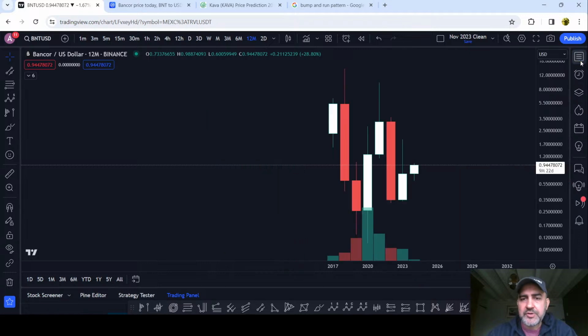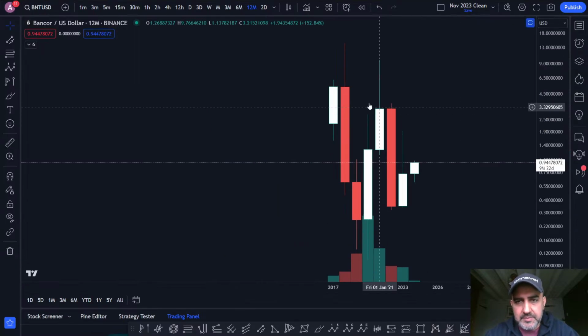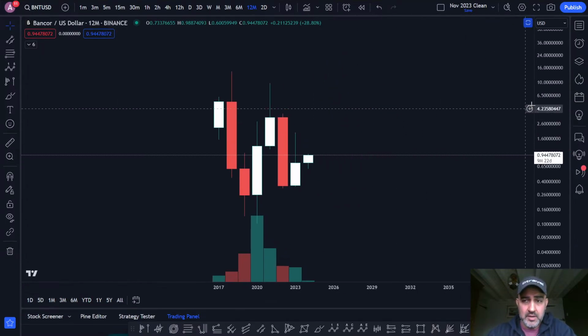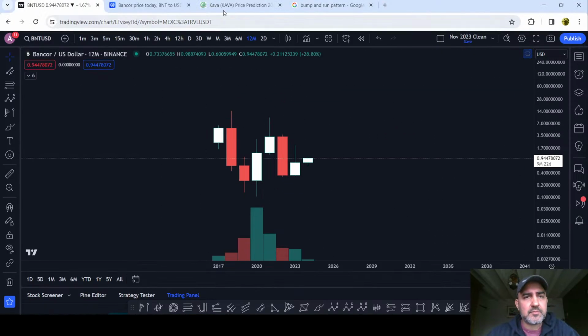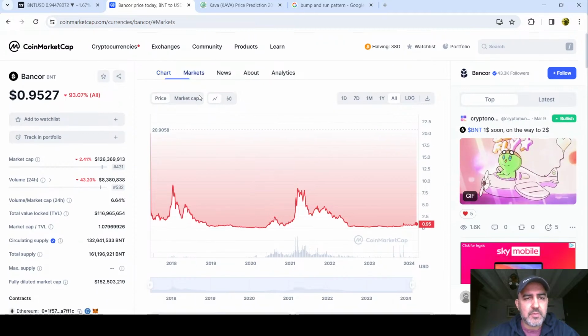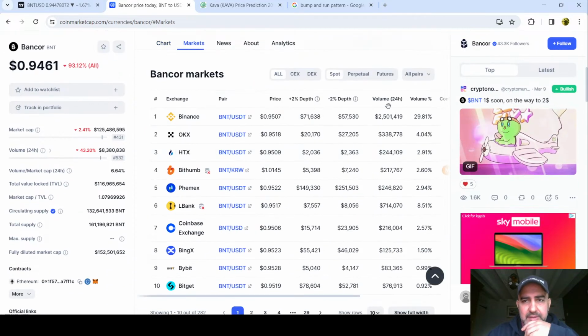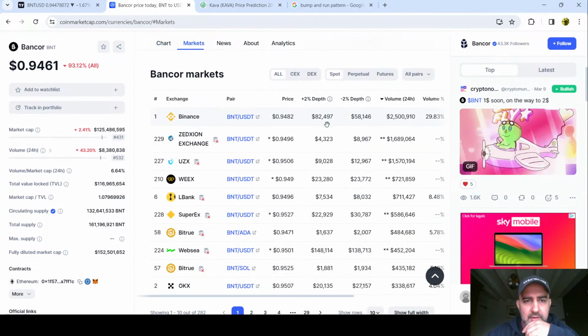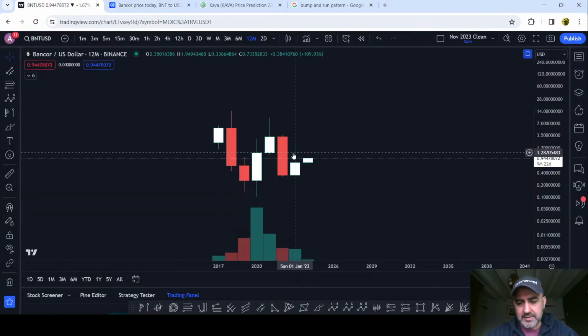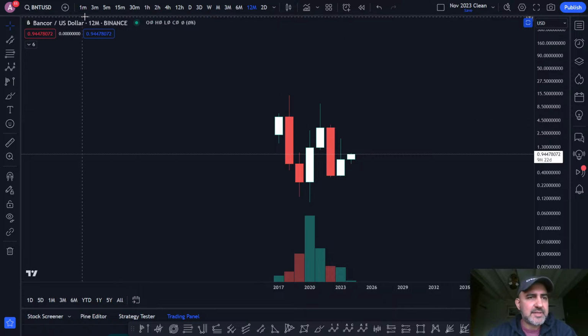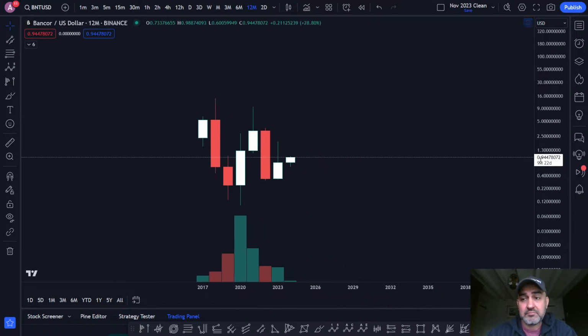So for those who are interested, the reason why I'm using this is because there's more data, and also Binance usually has most of the volume. If I look at the markets here, yeah, you see in Binance, the volume is mostly on Binance. So this is the correct chart to use, the US dollar Binance chart.